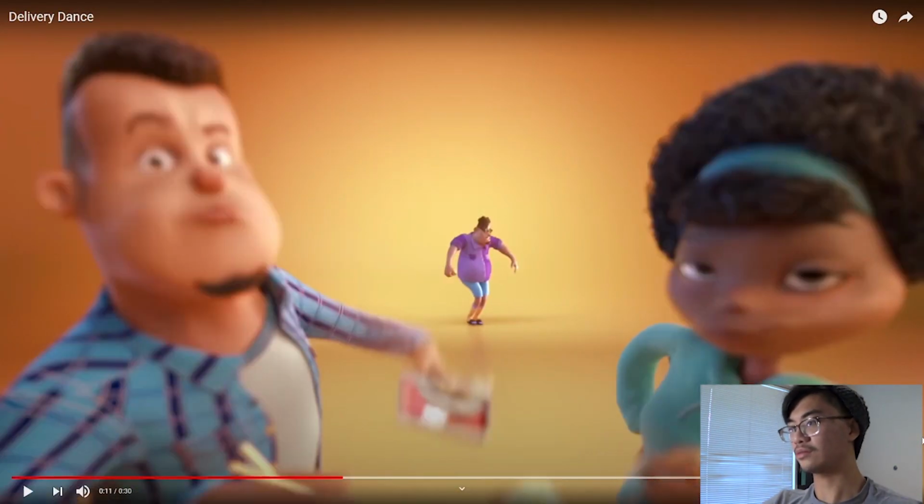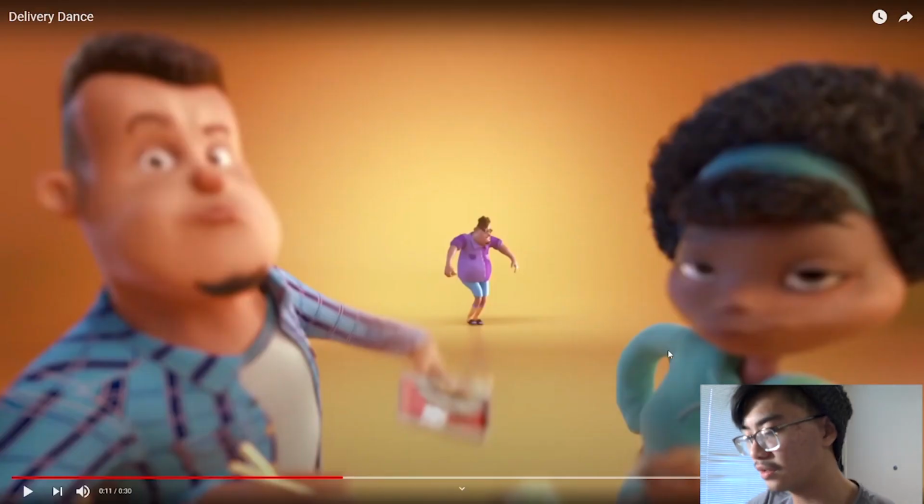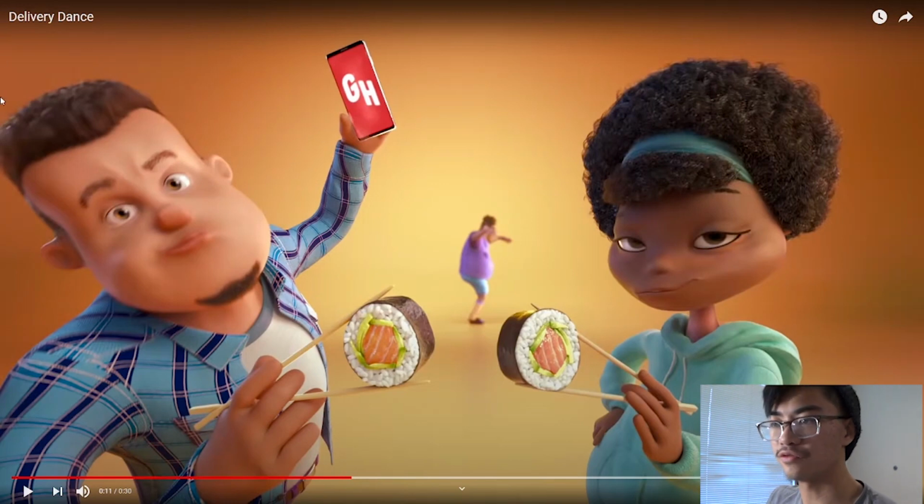Oh, this shape here that she's making with her arm, I like that. This is a good silhouette. I think that these are good poses. This sushi is completely unobstructed. He holds up the Grubhub app on his phone up in the air so it's very clear. If you made this all dark and made it a complete silhouette, you could still tell what was going on.